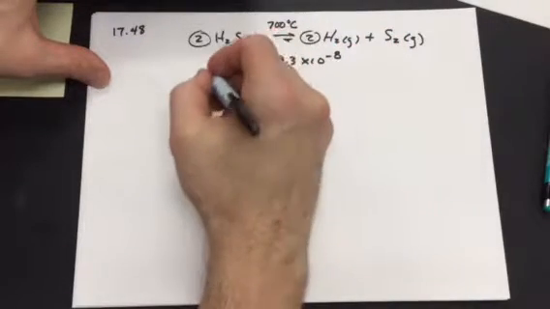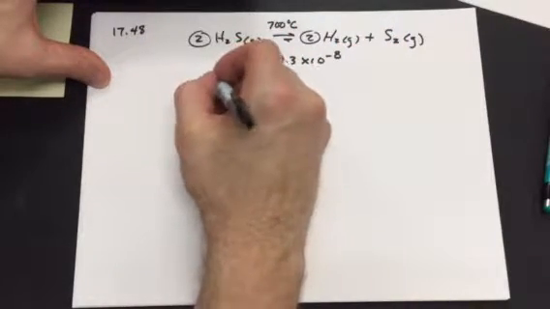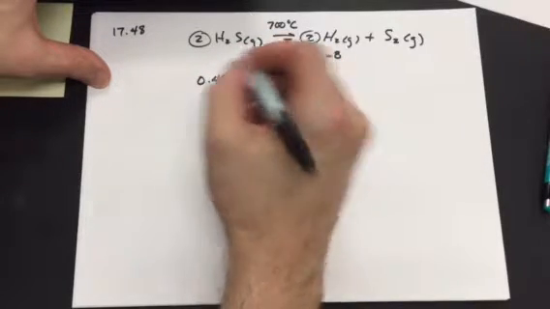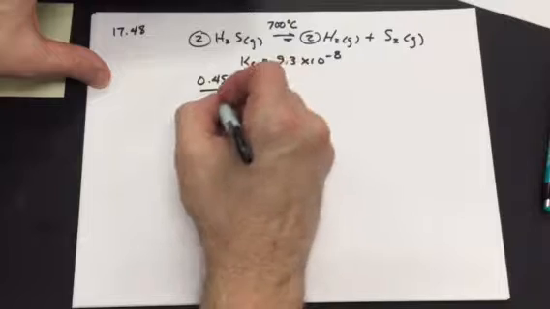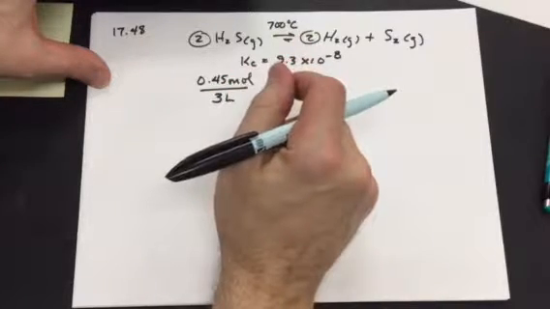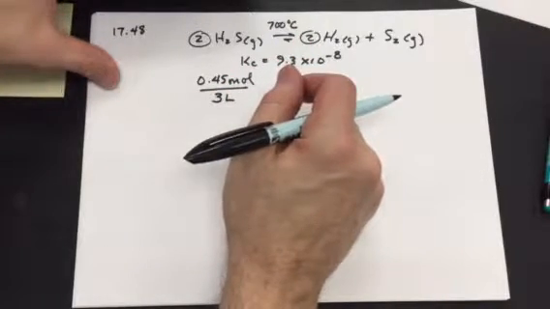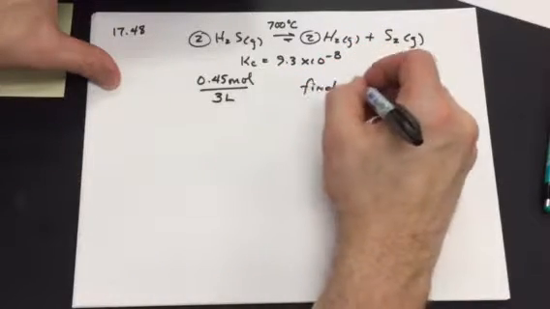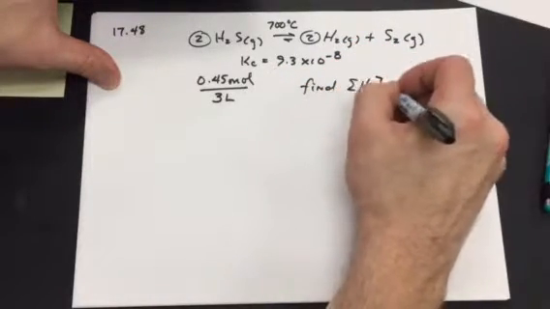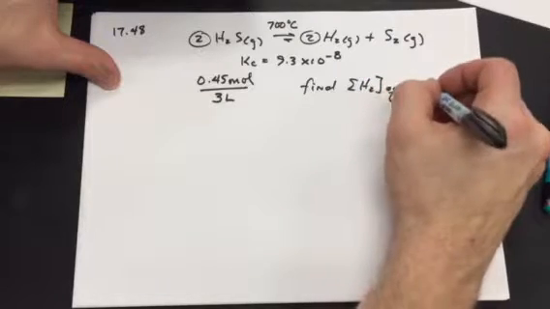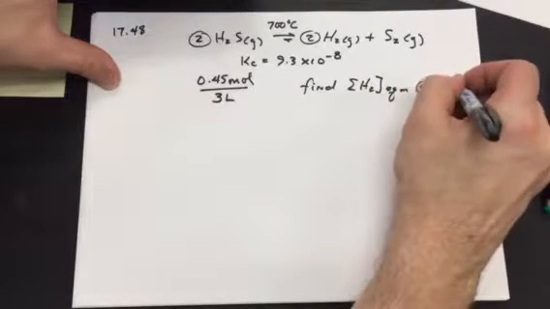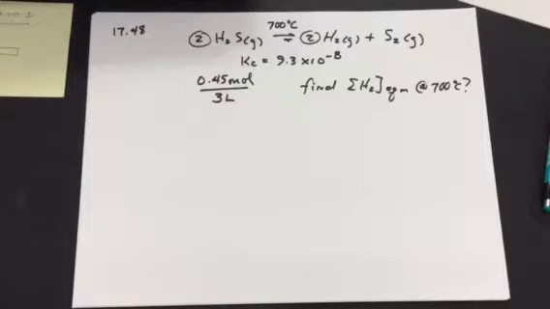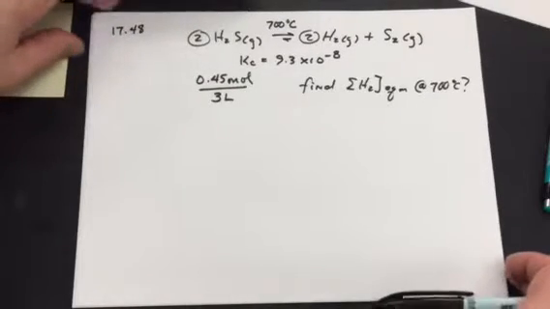Okay, and then we're told we start with 0.45 moles of H2S in a 3-liter container. And we want to find the equilibrium concentration of H2. So find the concentration of H2 at equilibrium at 700 degrees. Well, fortunately, because if it was anything but 700 degrees, we'd have to do a lot more chemistry to figure that out, and this is okay.